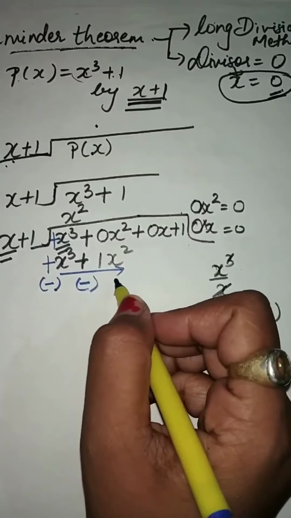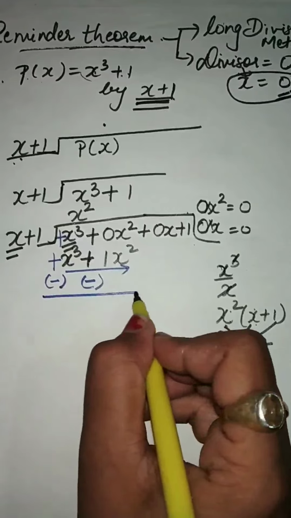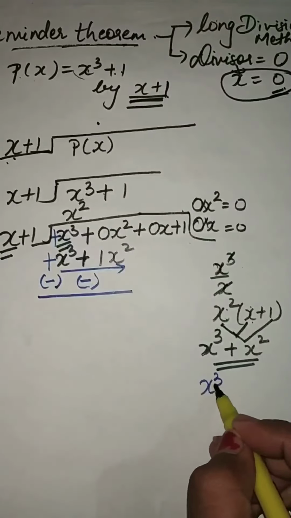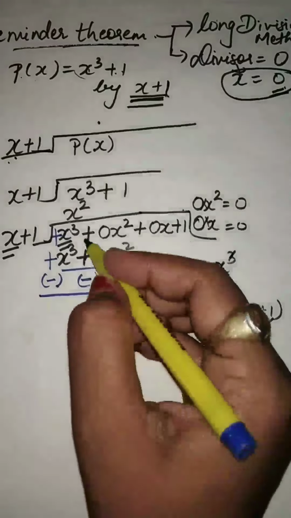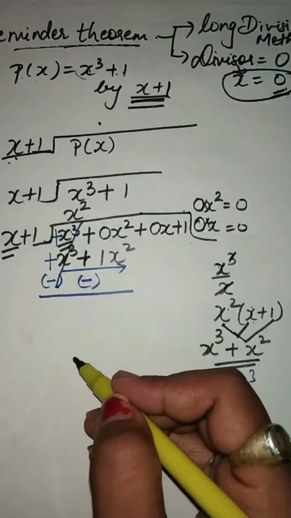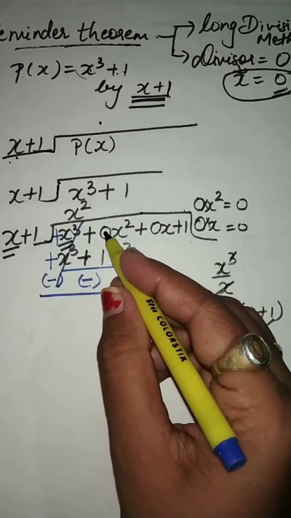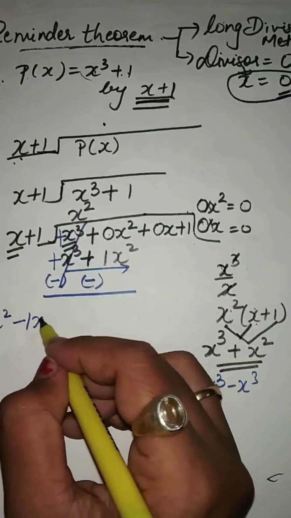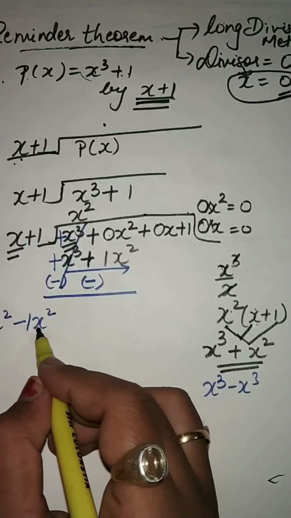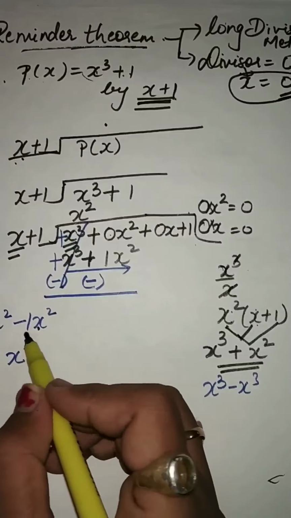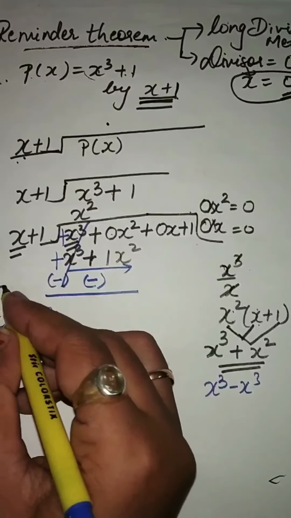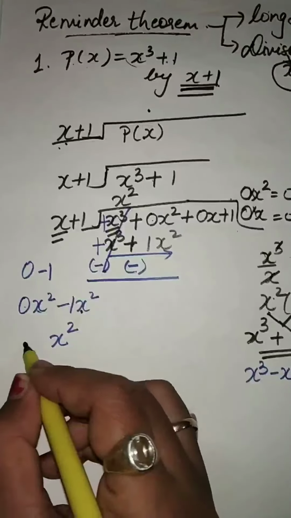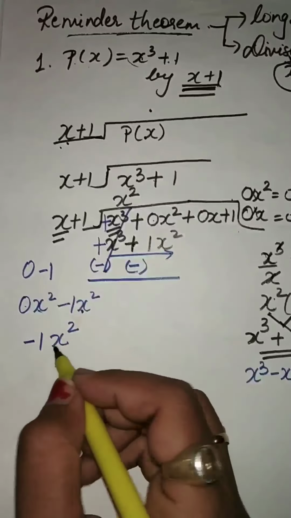Now we have to subtract. Here we have x cube minus x cube, so these two will get cancelled. Now what remains? We have 0x square minus 1x square. Here we have the same variable, so write the variable as it is. Now 0 minus 1 will be minus 1 only. So we have minus 1x square over here.